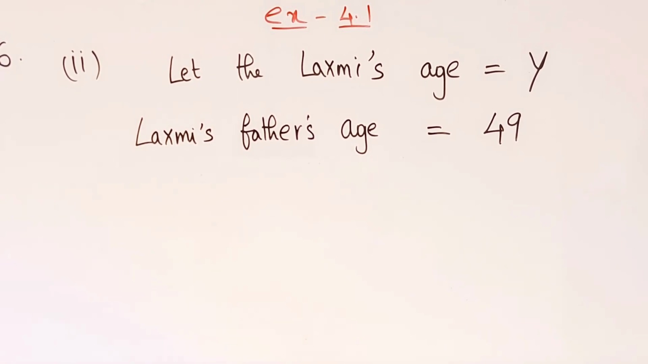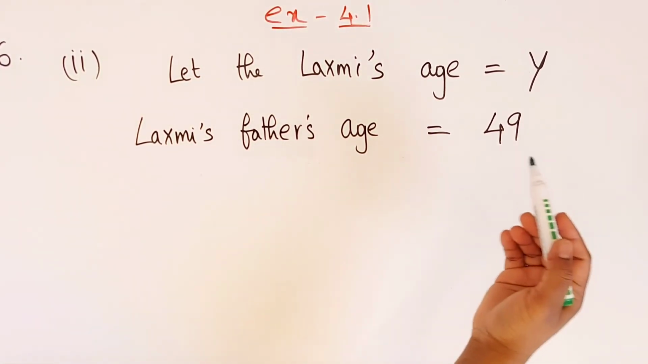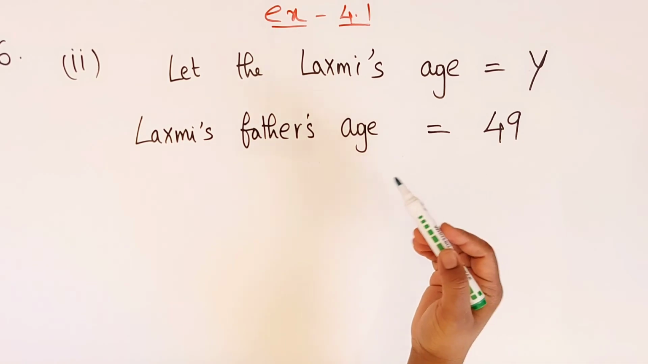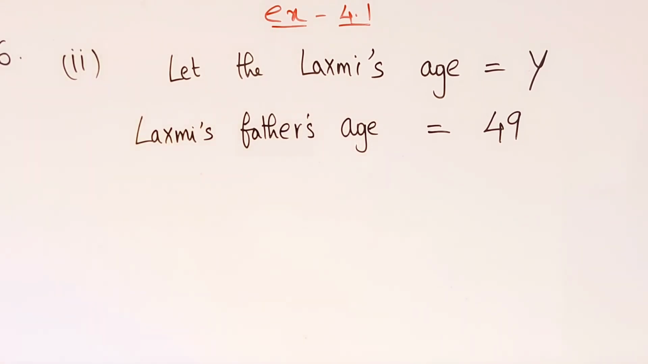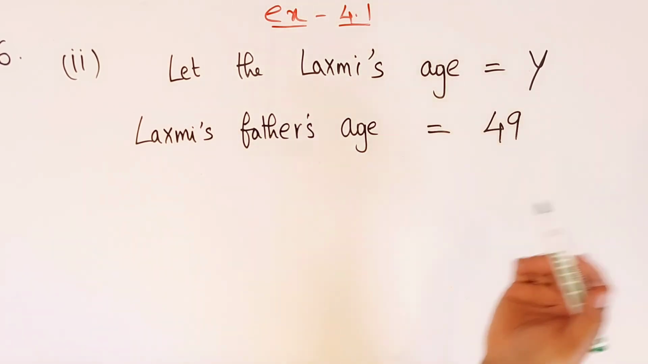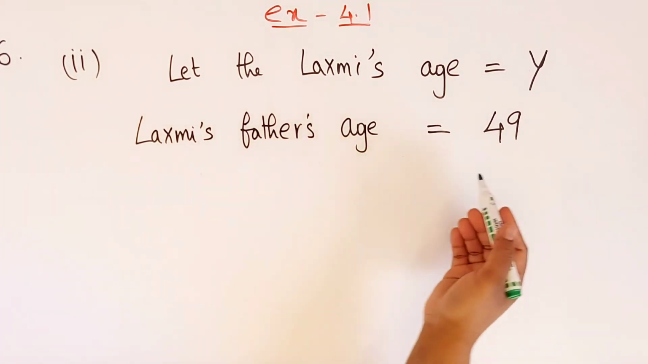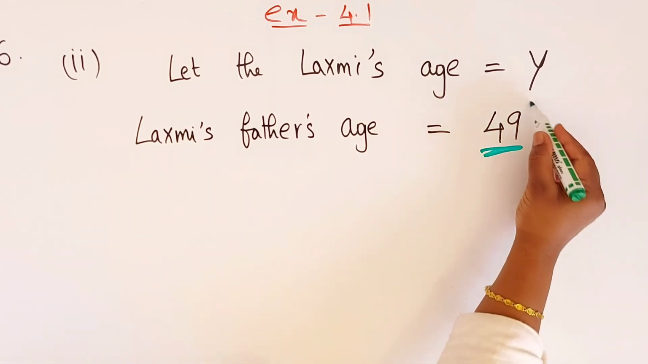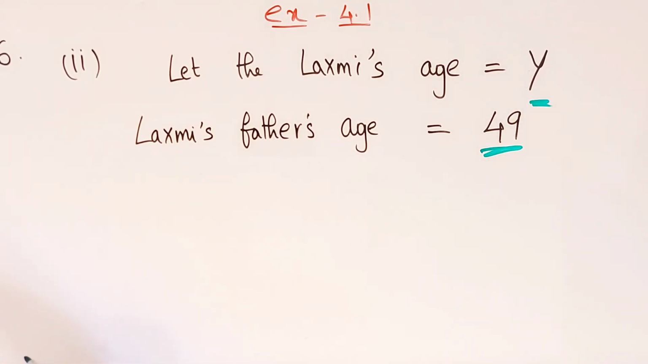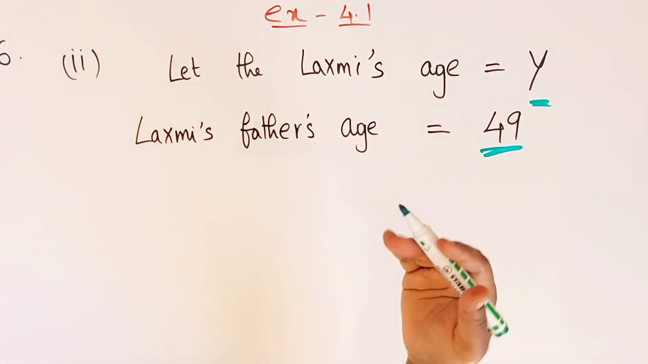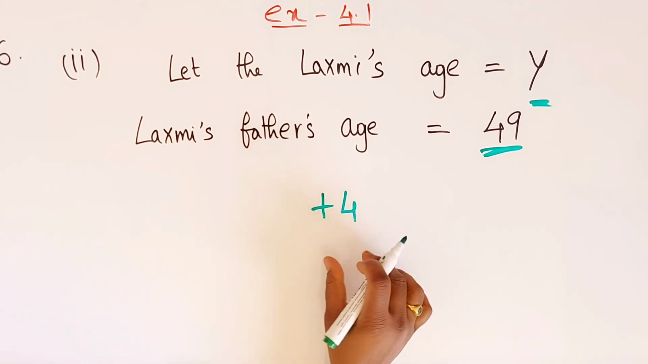Now second one children. Lakshmi's father's age is 49 years old. He is 4 years older than 3 times Lakshmi's age. Take Lakshmi's age to be Y years. Here they said to take Lakshmi's age is Y. So let the Lakshmi's age is Y. Now Lakshmi's father's age already given that 49 years children. Right? So what is the statement here? He is 4 years older than. 4 years older means 4 years more age. That means plus 4. Right?